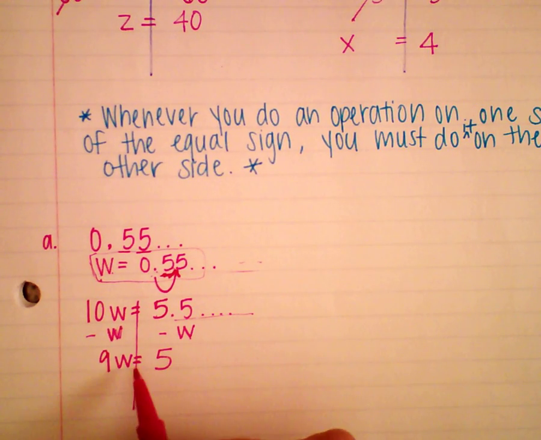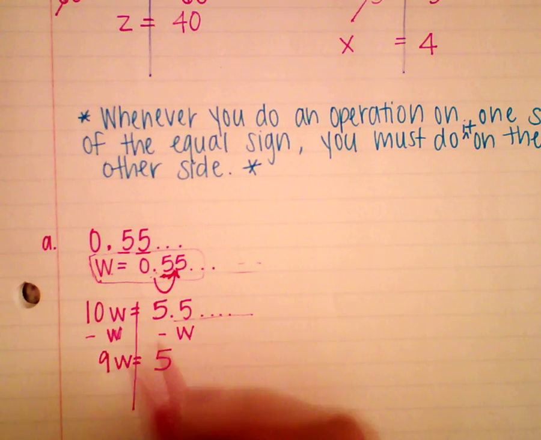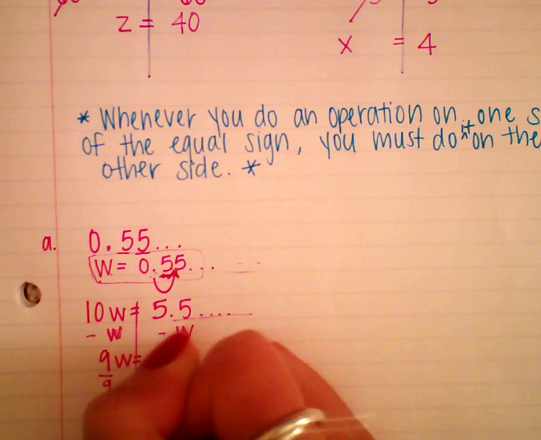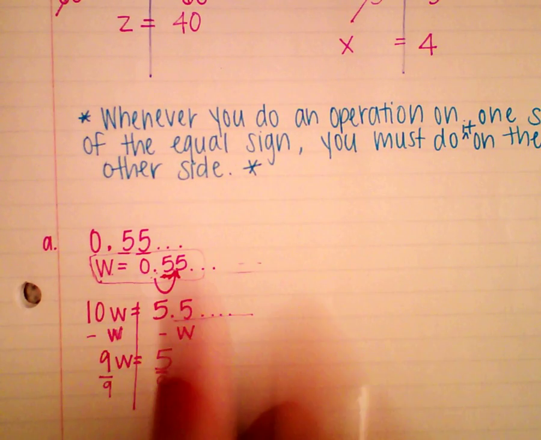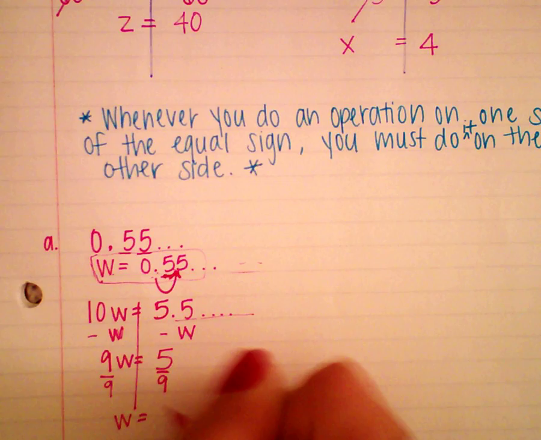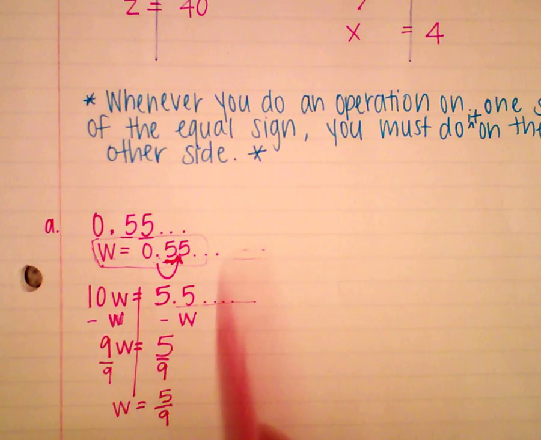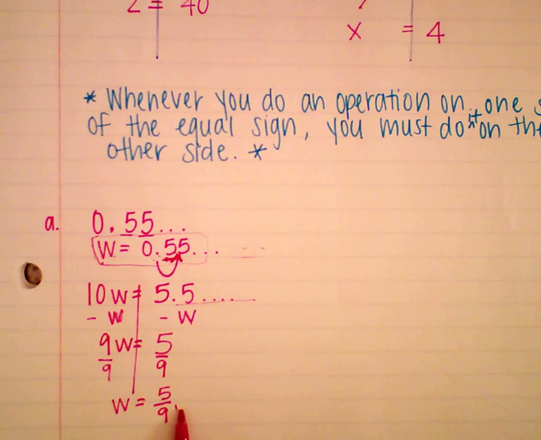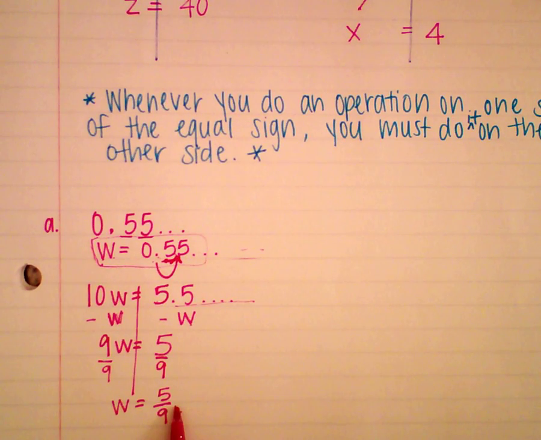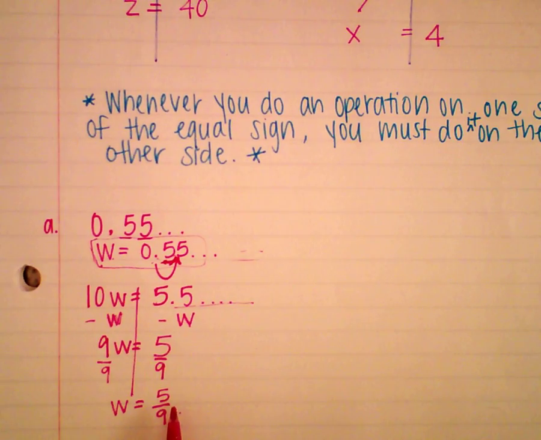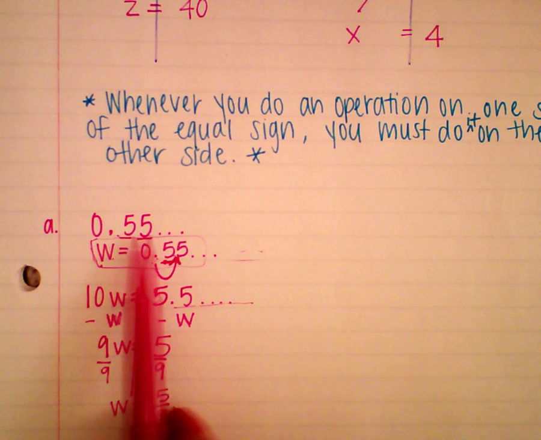Now I have a nice pretty one-step equation. I can divide both sides by 9 in order to be left with 1W equals 5/9. Therefore, 5/9 is the same exact thing. It's just a different form of 0.55555 repeated.